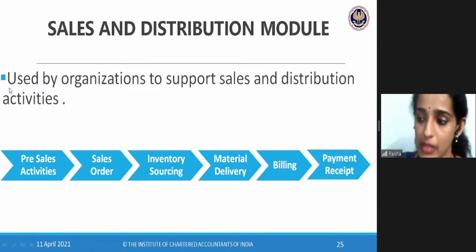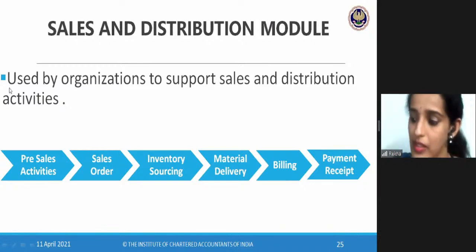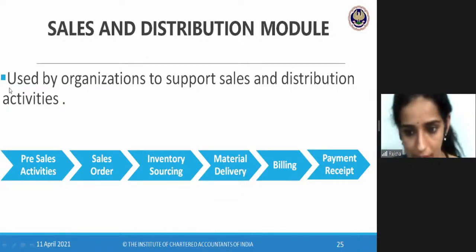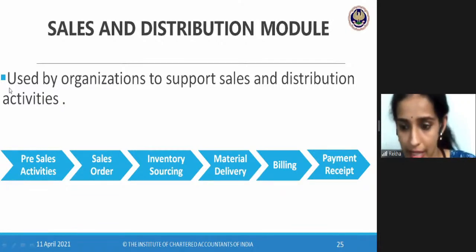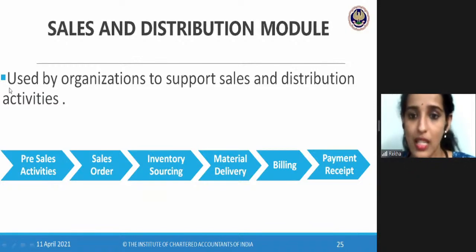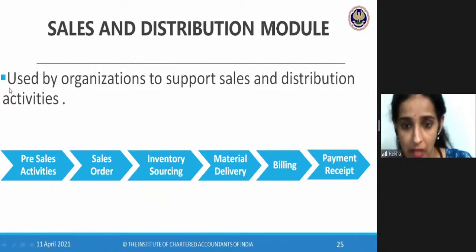Then material delivery means what? As per the order, as per the billing address provided, you are delivering it to that particular person. And finally, billing, raising an invoice against that particular delivery of material, and finally receipt from the customer, getting the amount from the customer. So this is your basic sales and distribution module.